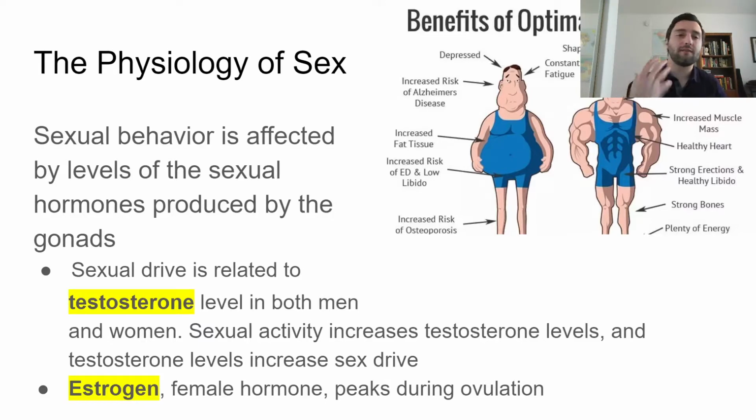So the physiology of sex. Obviously, just like with hunger, there is a physical, biological drive that is connected to sex and sexual behavior. Sexual behavior in general is affected by the levels of sexual hormones produced by the gonads, which are our reproductive organs. In women, they are the ovaries. In men, they are the testes. Okay, those are our gonads.